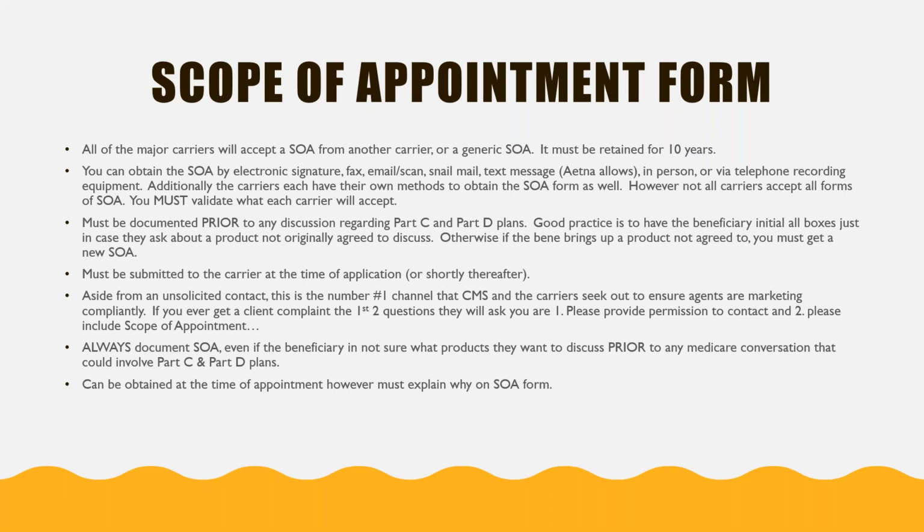One of the things you as the agent must do is retain it in your files for no less than 10 years. You can obtain a scope of an appointment by electronic signature, fax, email, scan, snail mail, text message, because now Aetna allows that, and also WellCare now allows that, in person or via telephone recording equipment. Additionally, the carriers have their own methods to obtain the scope of an appointment form as well. However, not all carriers accept all forms of scope of an appointment.